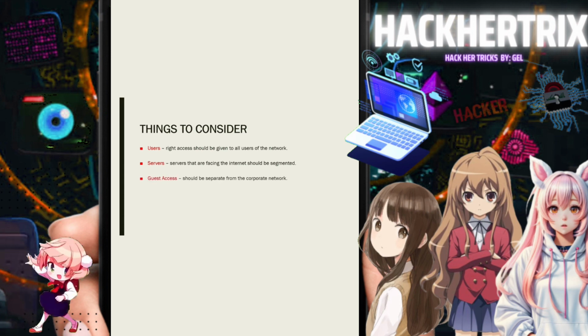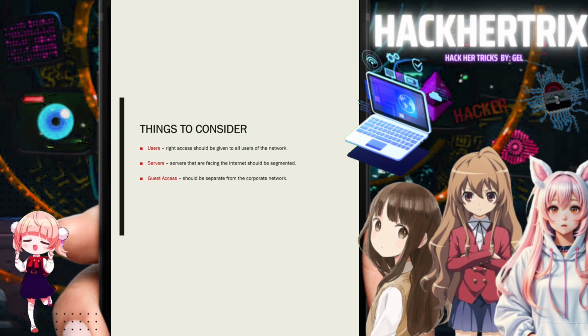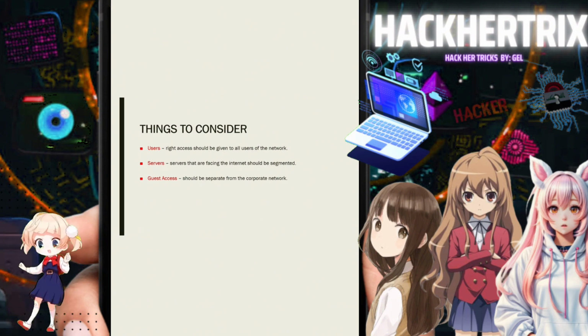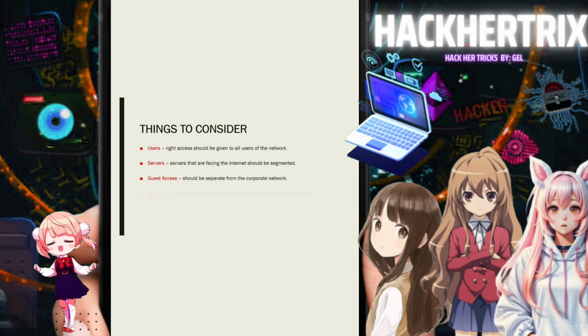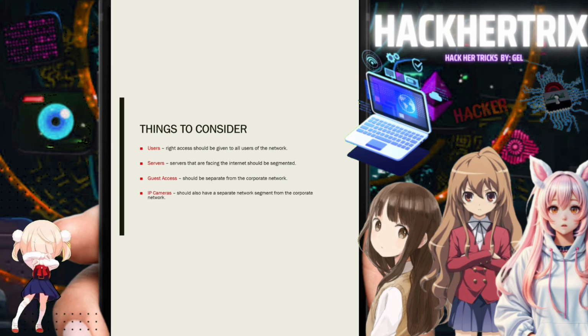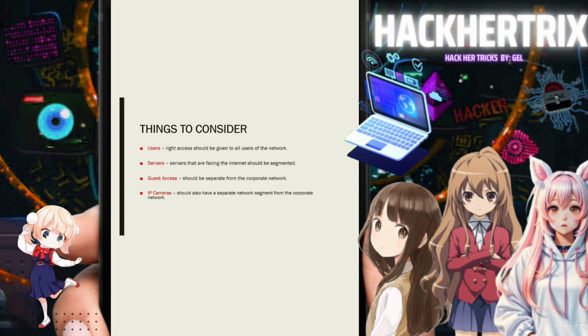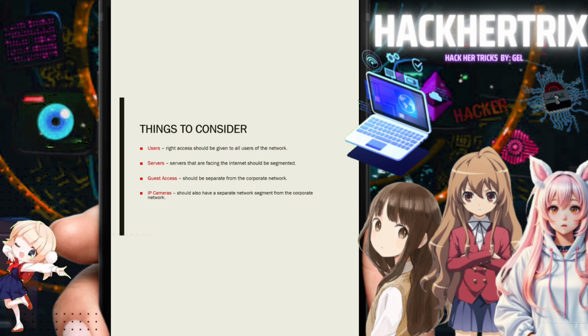Next is the guest access. The guest access should be separate from the corporate network. Again, this is segmentation again. Because the guest access should be another network. It should not be included in the local area network, or in the range of the local area network of the corporate access. Another one is the IP cameras. Of course, the IP camera should also have a separate network segment from the corporate network. So, you see these three. What it always says is that the segment or network segment of those is different.